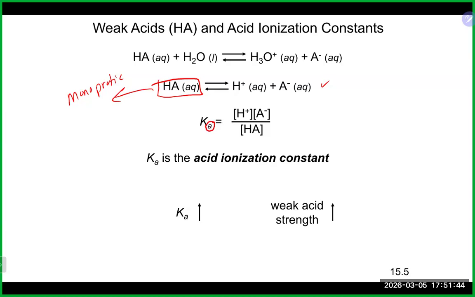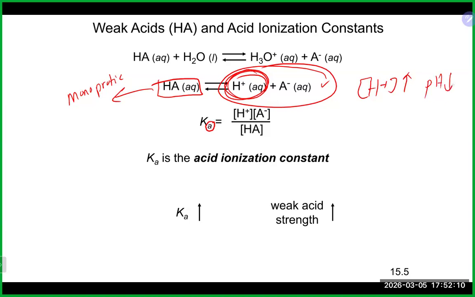All right, let me ask that. If we have a large value of K at equilibrium, should I have reactants or products? Products, right? Because it's products over reactants. So when you have a larger value of Ka, you mainly have products. And what we have on the product side here is free H plus. And that's kind of important, right? Because as the concentration of H plus increases, pH decreases, right?